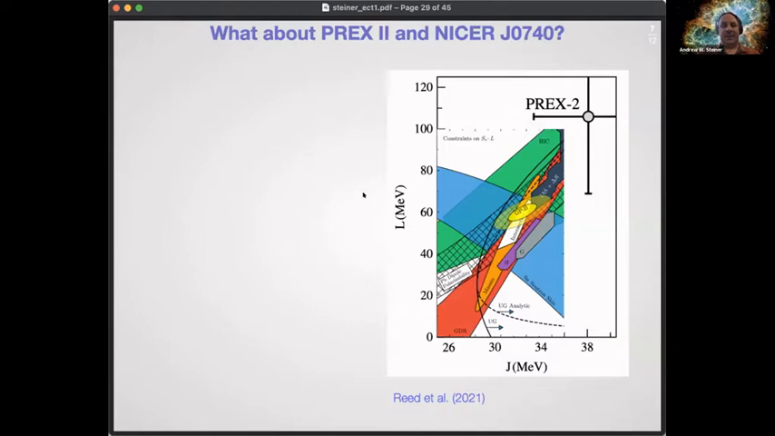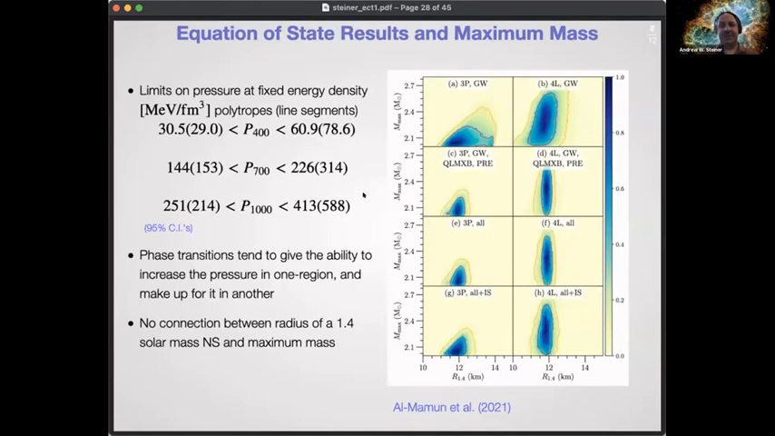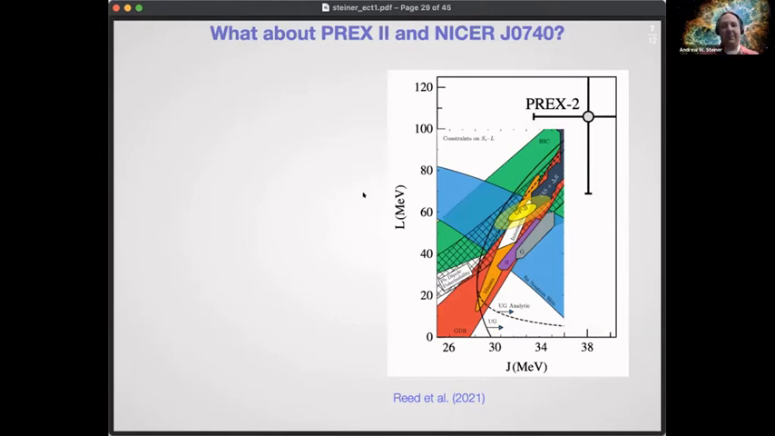Of course, we did this analysis and we finished it last year, and then everything went crazy, and the past couple months have sort of upturned everything that we thought we knew. Okay, so what about PREX2 and NICER J0740?